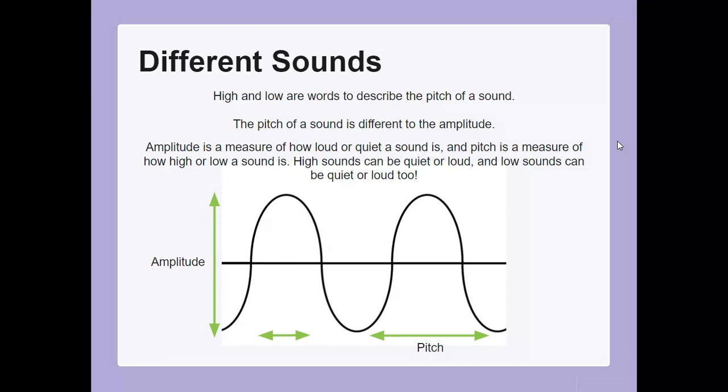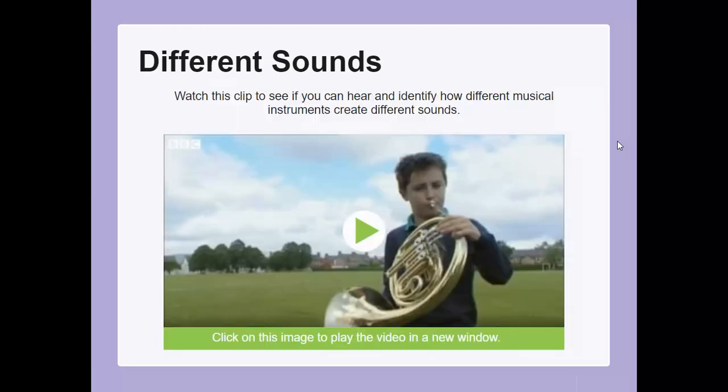High and low are words to describe the pitch of a sound. The pitch of a sound is different to the amplitude. Amplitude is a measure of how loud or quiet a sound is, and pitch is a measure of how high or low a sound is. High sounds can be quiet or loud, and low sounds can be quiet or loud too. How interesting. Watch this video and see if you can hear and identify how different musical instruments create different sounds.